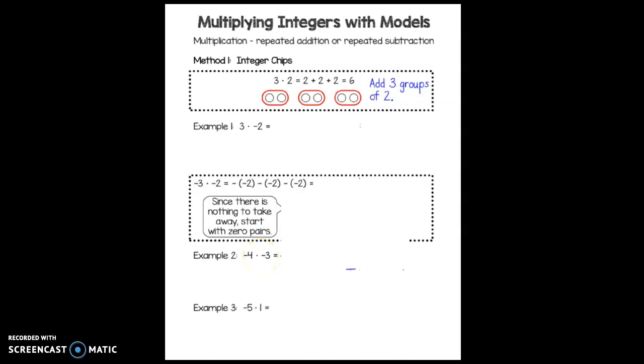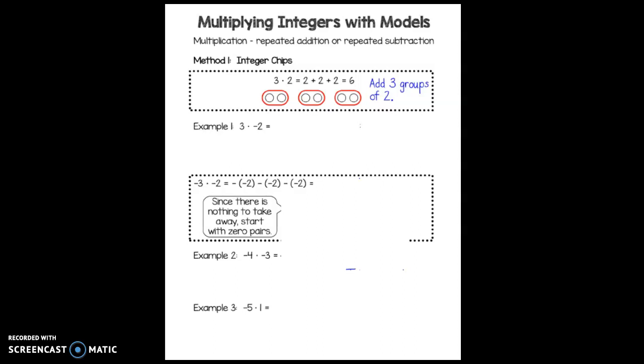Alright, today we're going to be multiplying integers with models. So we have two different methods. The first method is method 1 with integer chips. With method 1, we want to look at multiplication as repeated addition. And since we're working with negative numbers, also repeated subtraction.